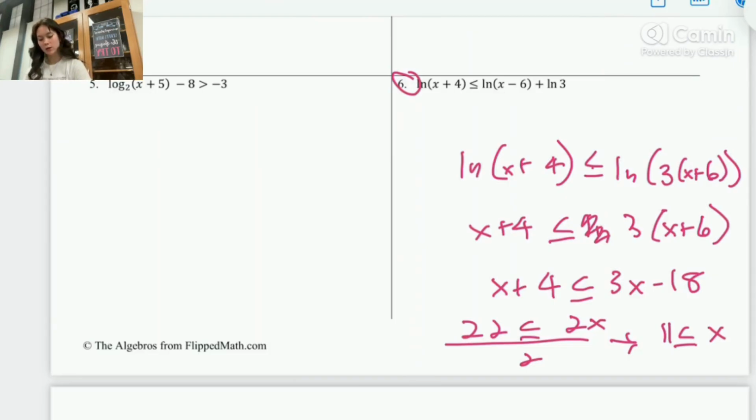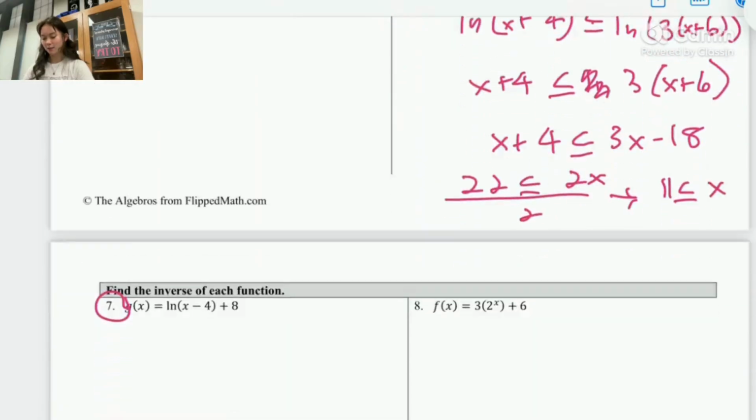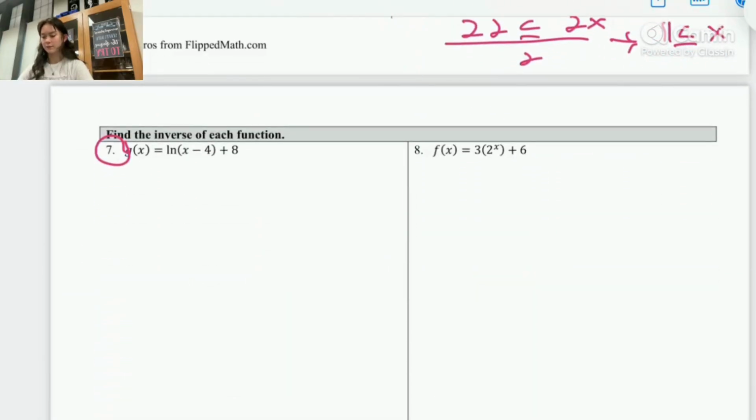Perfect. And then if you want to go ahead and write that in a different format, you can do x is greater than or equal to 11, or in brackets, because it has the equal to part, in brackets [11, infinity). Perfect. Next, we're going to go to 7.